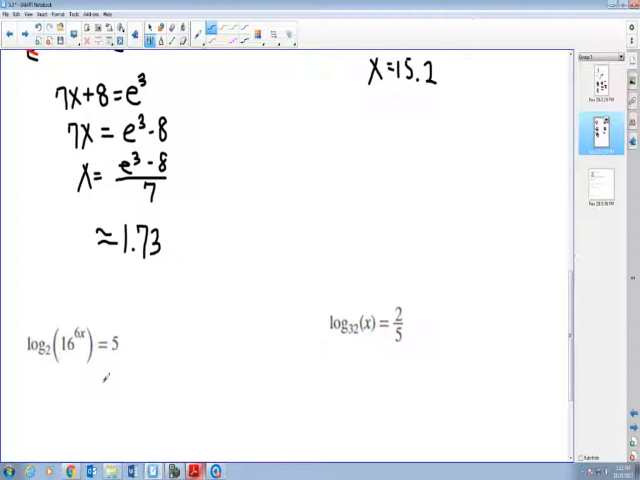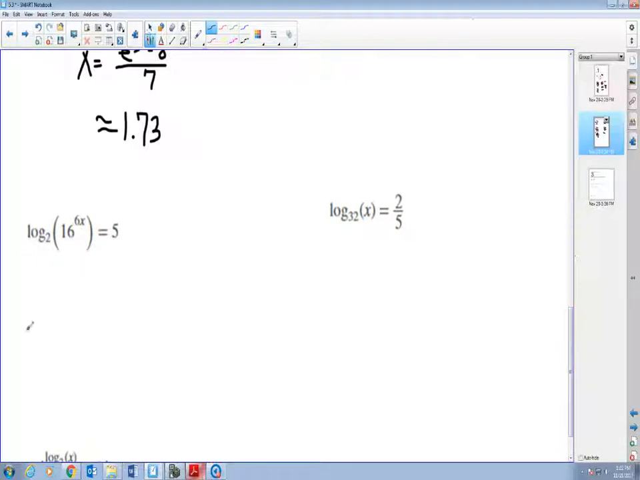Alright, this is an interesting little problem. This problem can be done a lot quicker. It depends on which technique you want to use. I can bring my base 2 over to have 2 to the 5th power on the right side. But when I see this 16 and notice my log is using a base 2, I cannot help myself but to rewrite my 16 using a base 2.